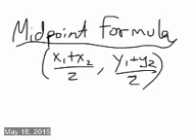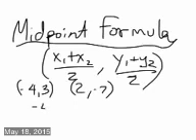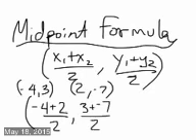So if I go back to Fallon's point, and Fallon's was -4, 3, right? And Jackie's was 2, -7. How do I find the midpoint? What's x1? -4. What's x2? 2. What's y1? 3 plus -7 divided by 2.